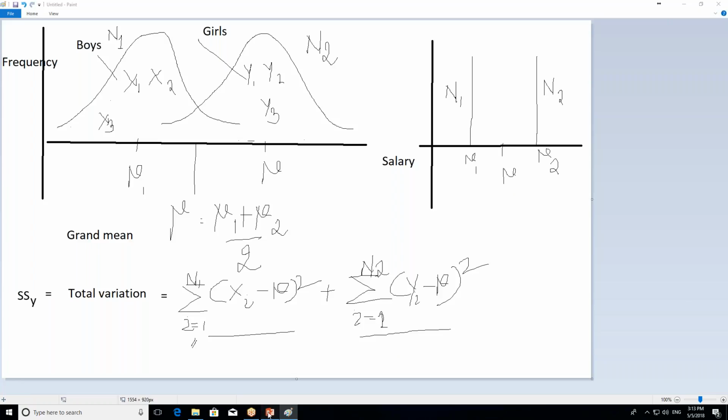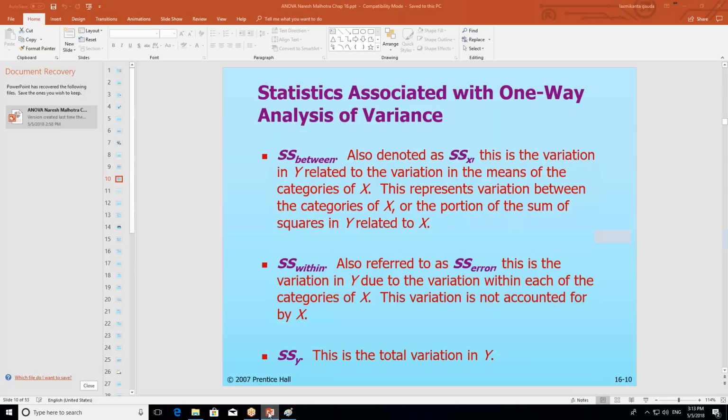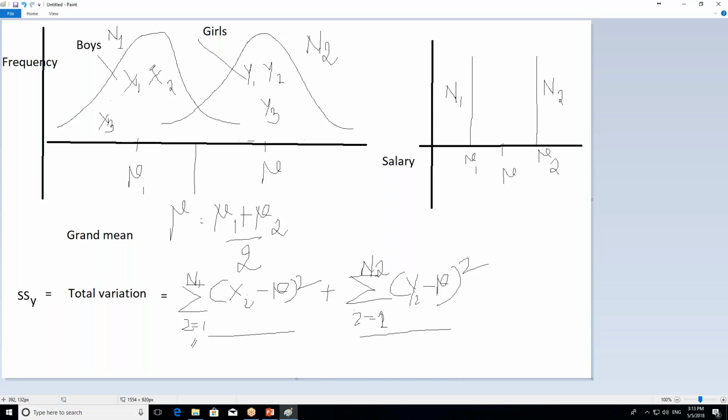Let's see, there are two things here: the sum of squares between the groups and the sum of squares within the groups, right? Sum of squares between the groups is the variation in y related to the variation in the means of the categories of x. This represents the variation between the categories of x, or the portion of the sum of squares in y related to x. So now you collapse all the data points of boys and all the data points of girls to their mean itself.